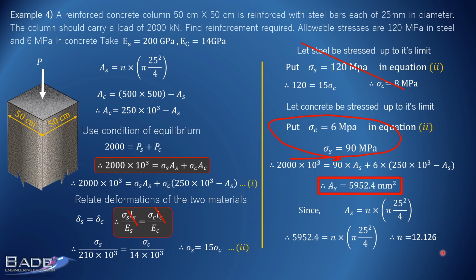No, not either 12 or 13. Try to understand here. It is not a question of rounding the figure. 12.126 is closer to 12, so the number of rods required is 12? No. Remember, if you reduce the number, then the cross-sectional area of steel will reduce and then the column will be weaker. So you should say that the number of rods required is 13.